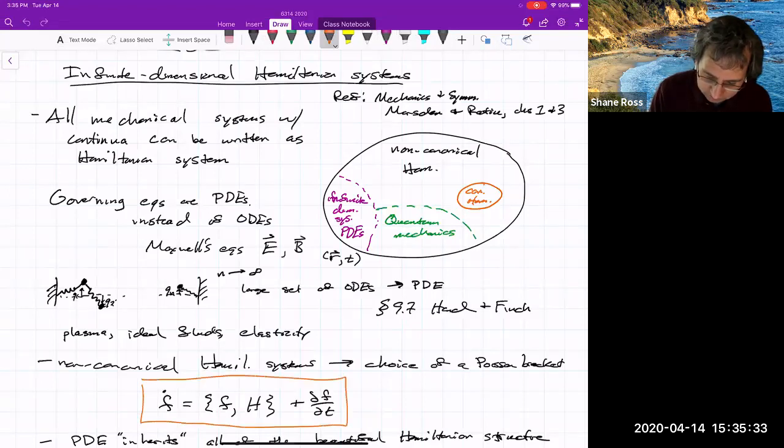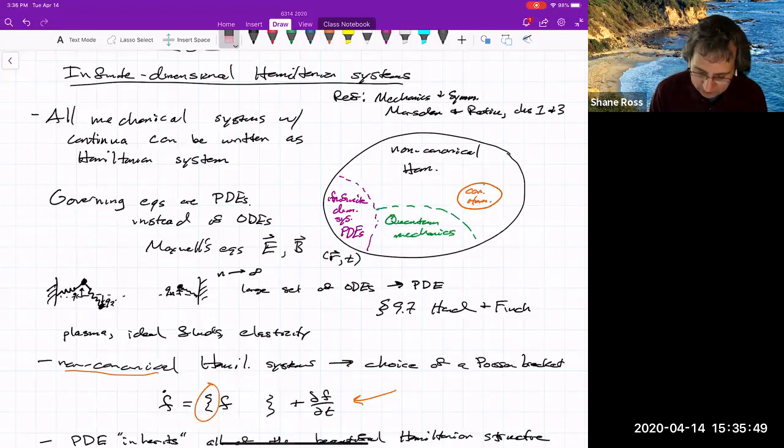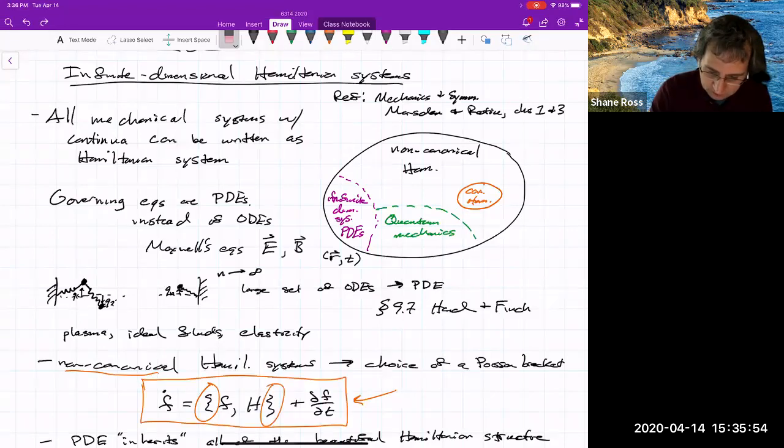the evolution of scalar fields. And if you can write an equation that looks like this, then you have a Hamiltonian system. It may be non-canonical. So this requires an appropriate definition of the Poisson bracket and appropriate H. And if you can do that, you've got a Hamiltonian system. What's so great about that?